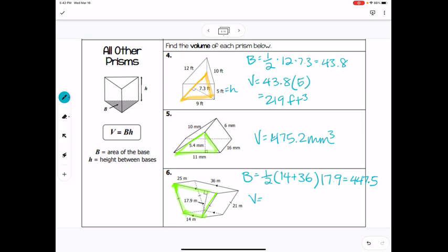Then for volume, going to take big B, so 447.5, times the height. Now the height needs to be the distance between those two parallel identical faces, and that is going to be 25. Now that makes my final volume calculation 11,187.5 meters cubed.